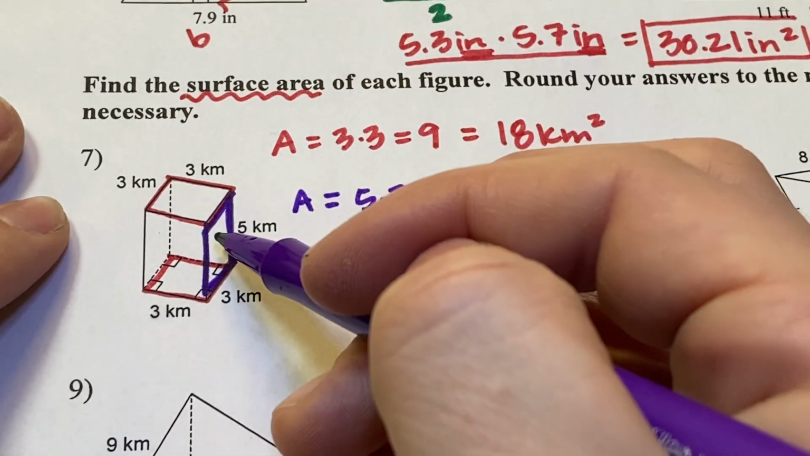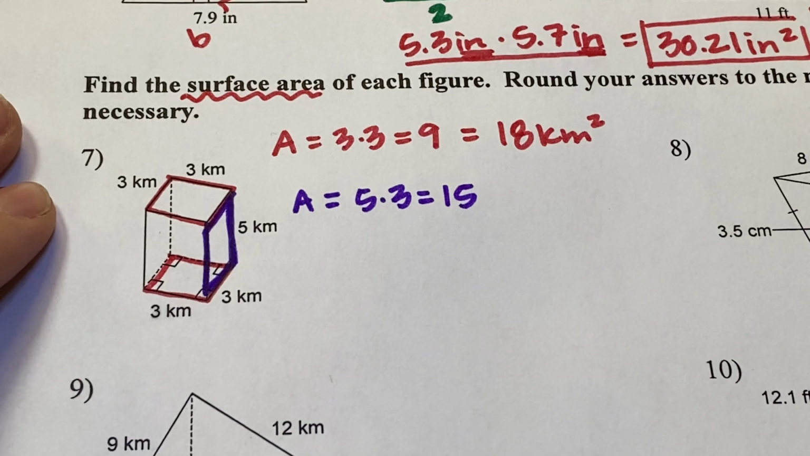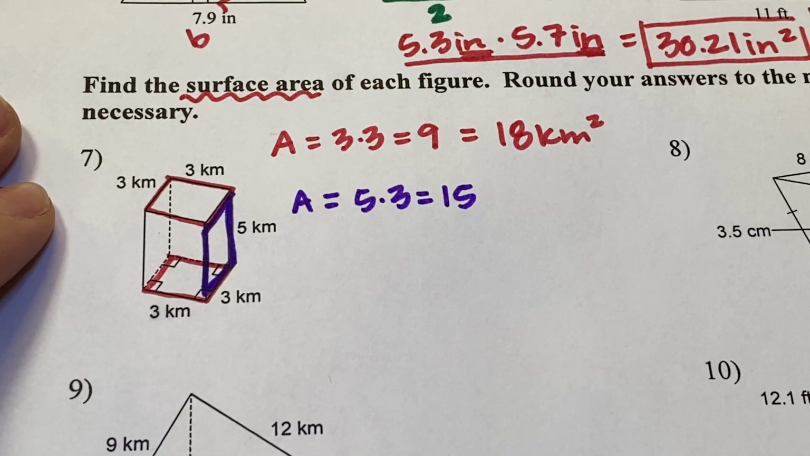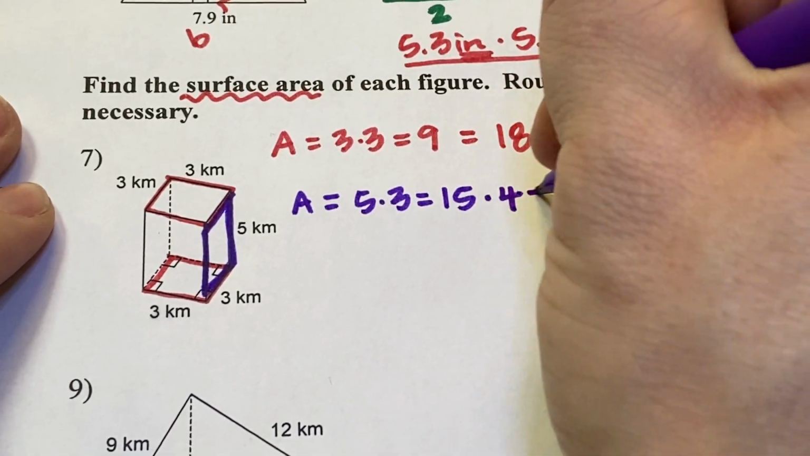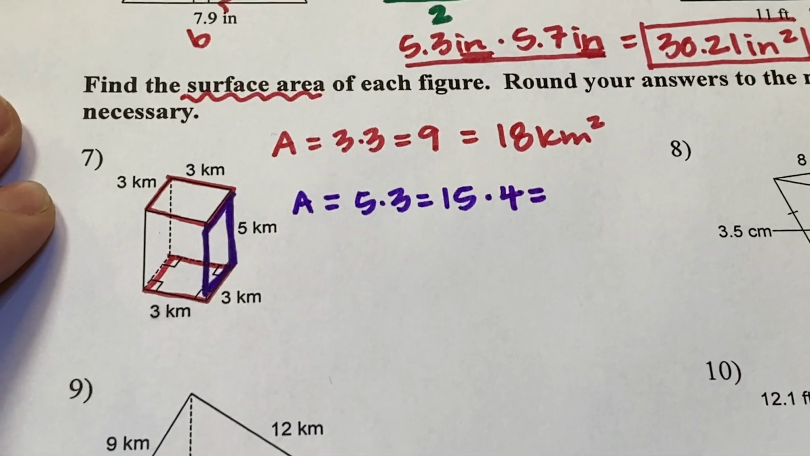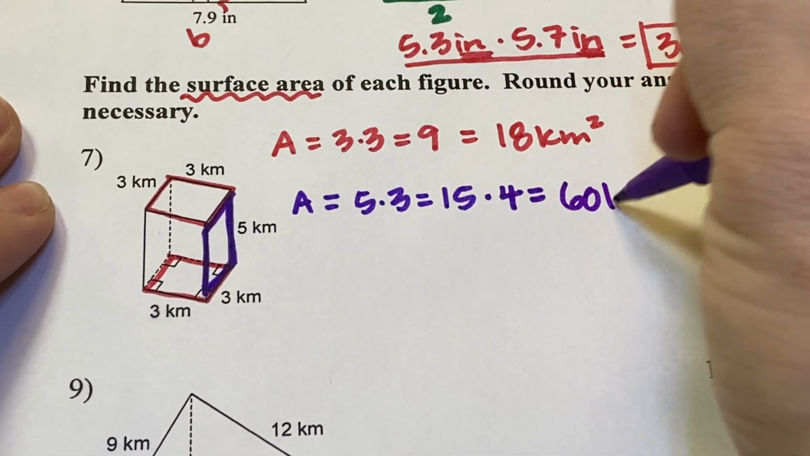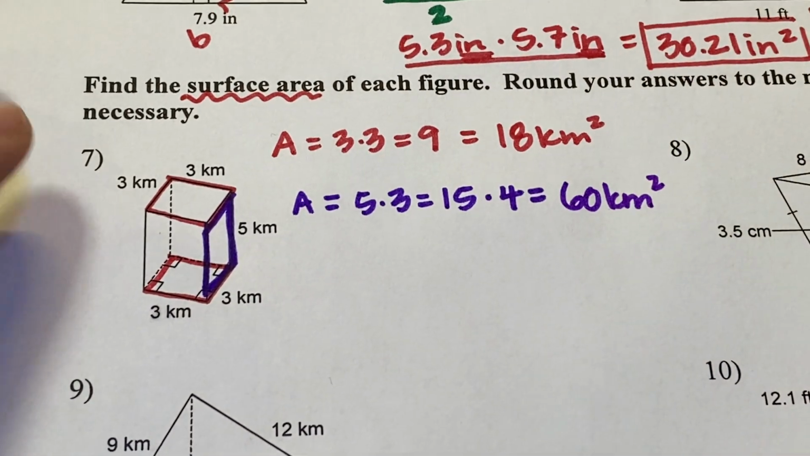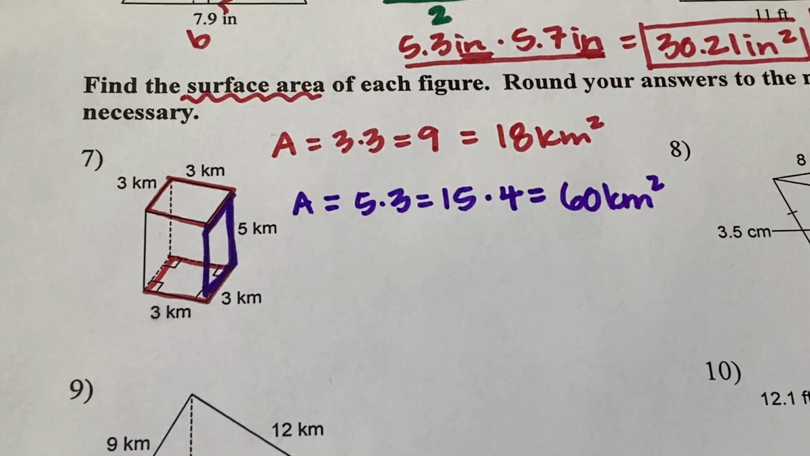Okay, that's just for one of the faces. How many faces now do we have on this box? 4, right? So we're going to take that 15, multiply it by 4. So now I have, for the faces, 60 kilometers squared. So what is my final answer? What do I need to do with this 18 and this 60?